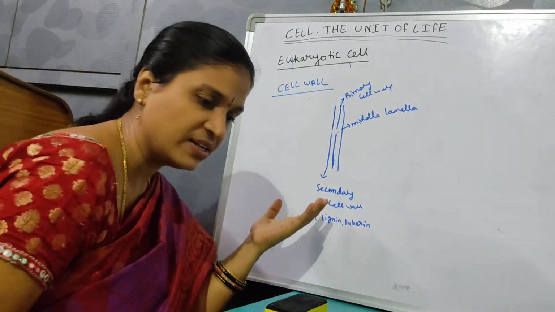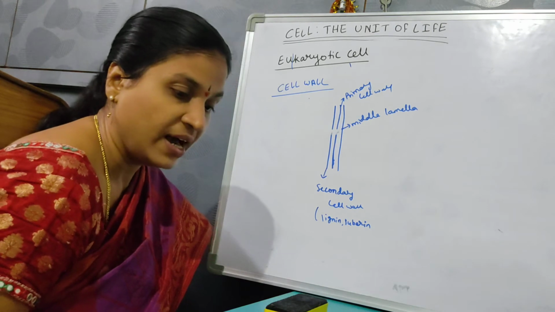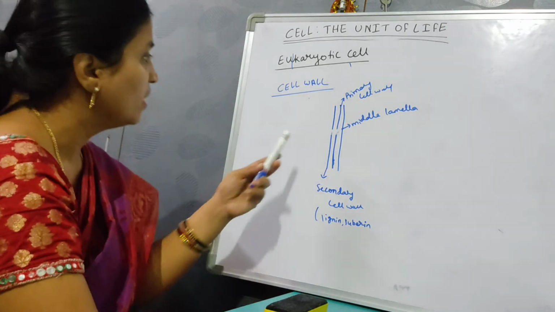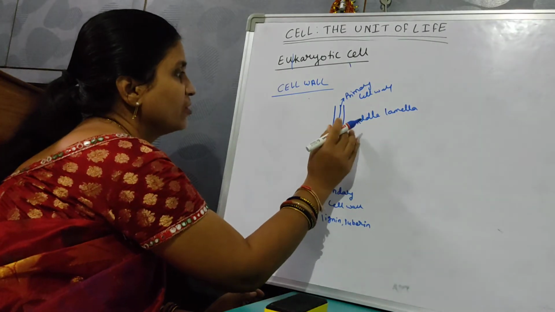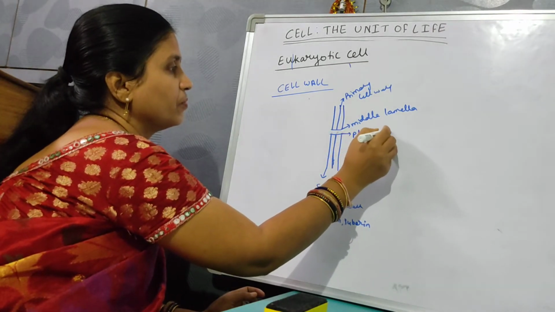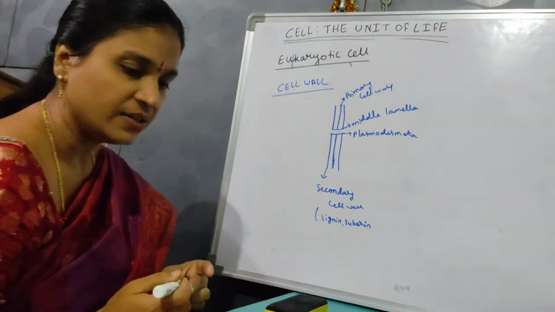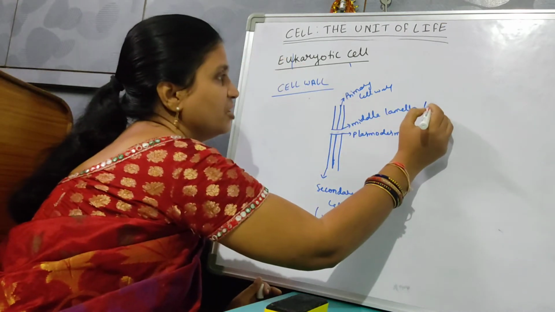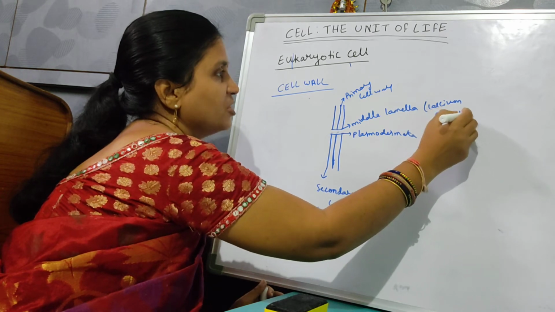In a mature plant cell, it is the outermost layer of the cell wall, and the whole cell wall is going to have small connections called plasmodesmata. Okay. This middle lamella has calcium pectate. The chemical composition of the middle lamella is calcium pectate.